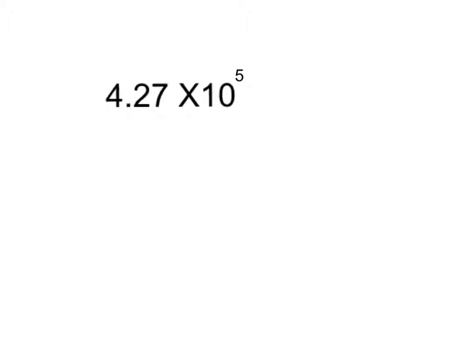The other thing I can do now is turn a number in scientific notation back into standard form. So here I have 4.27 times 10 to the power of 5. Because it's a positive exponent, I know right away that this number is going to be bigger than 1. It's not going to be a decimal. So I'm going to rewrite my 4.27 here, and because it's a bigger number than 1, I'm going to be moving to the right the number of times that the exponent tells me to, in this case 5.